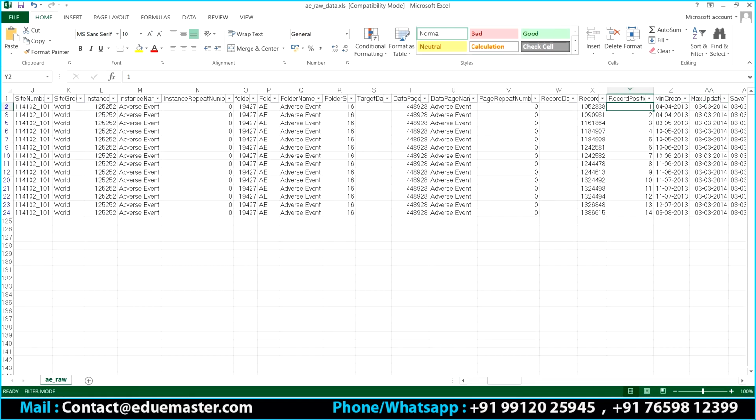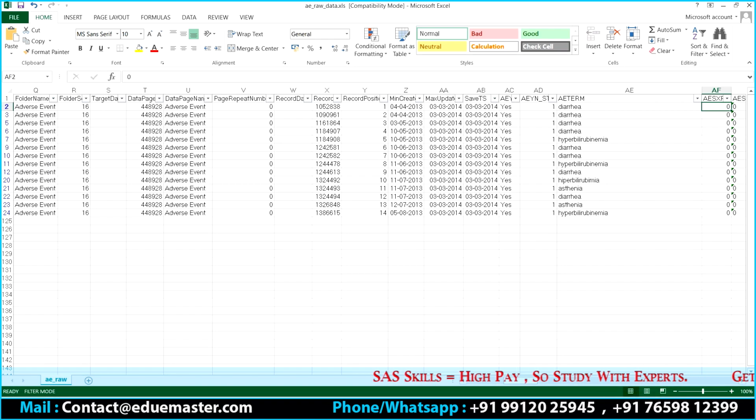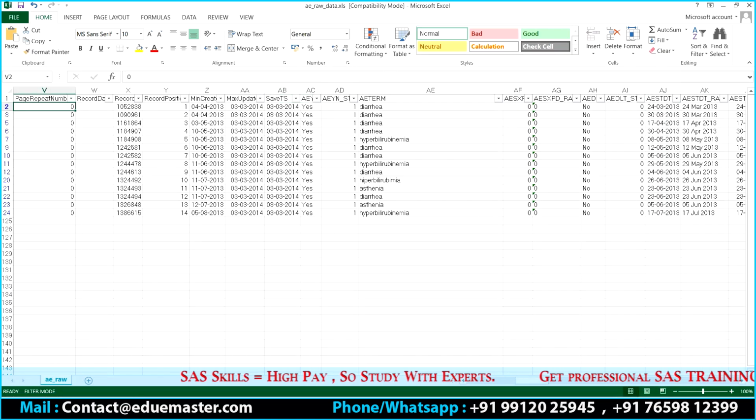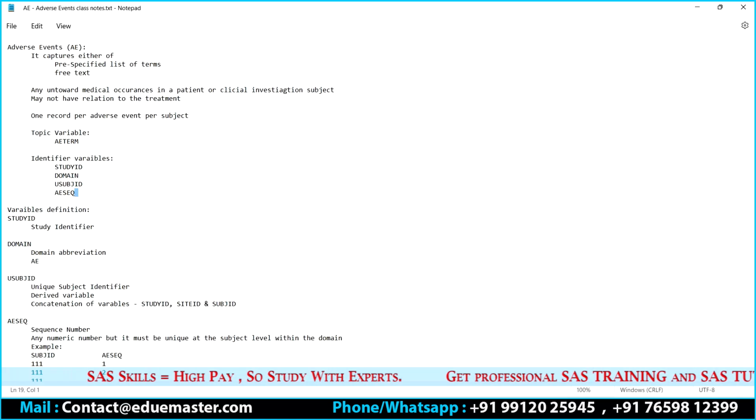Automatically, my sequence number is going to be 1 to 14. Can you see this? Right? Your record positions, you can call it as your sequence number here, because it's a raw data set. Remember, it is a raw data set. So my sequence number is going to be 1 to 14.